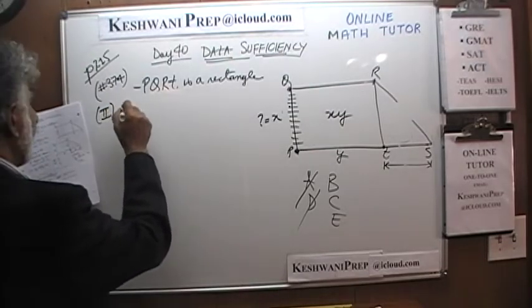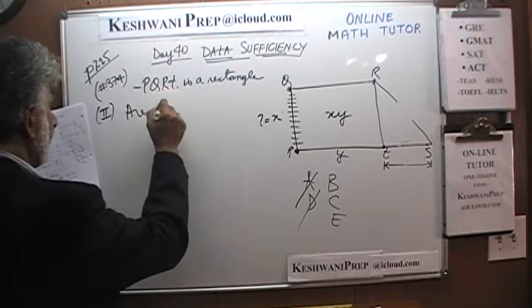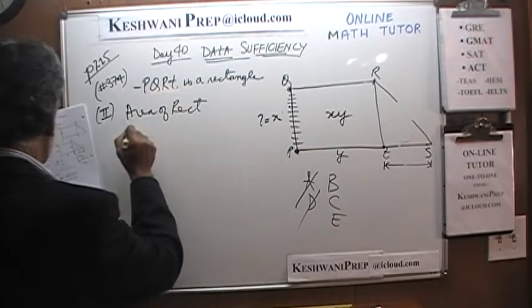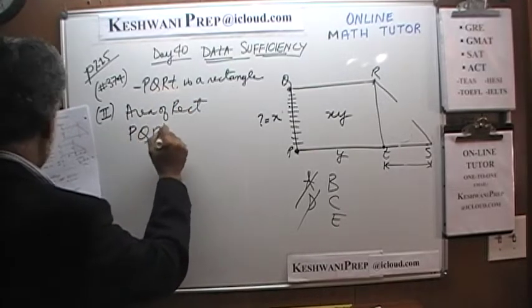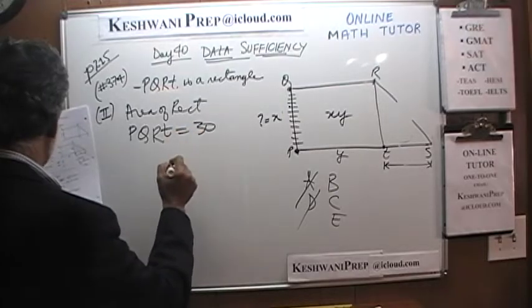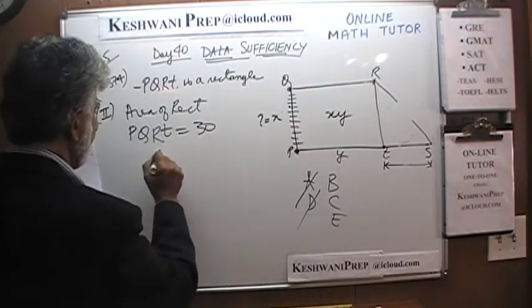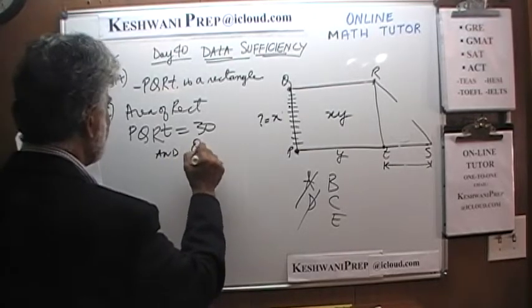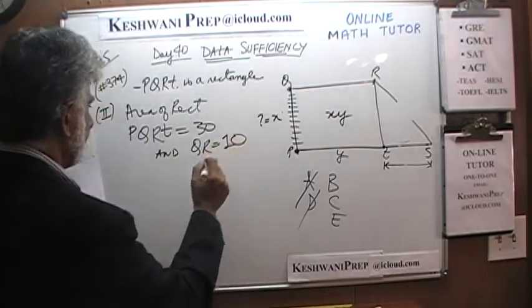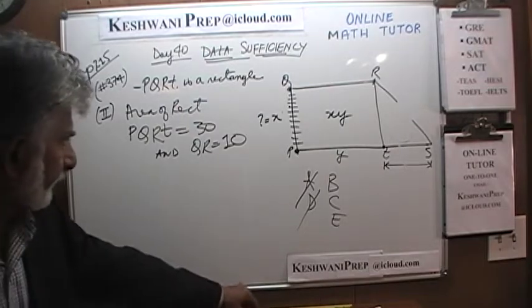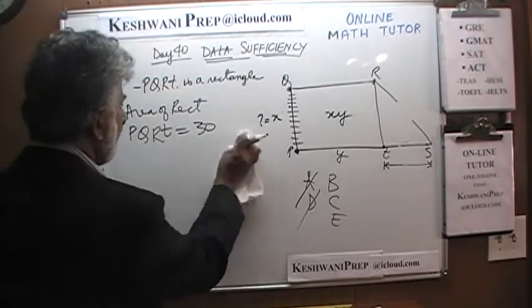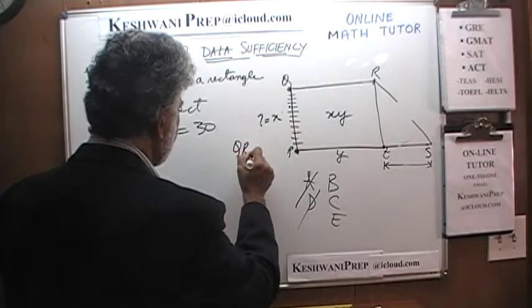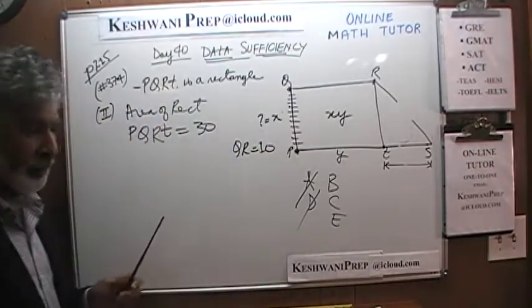The second statement tells us that the area of rectangle PQRT is equal to 30, and Q to R is 10. Let's see what we can do here. Let's put it down here. Q to R is 10. Let's see what we can do here.